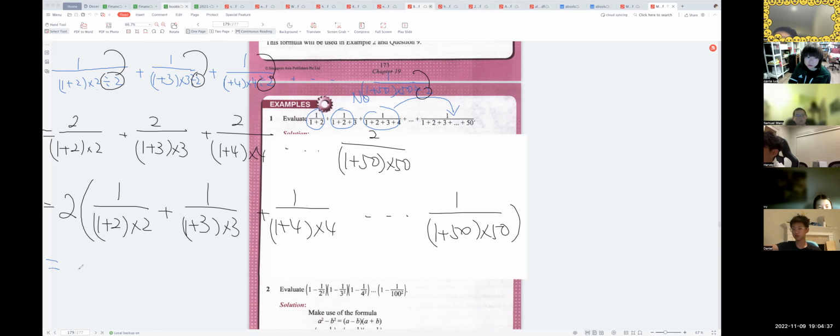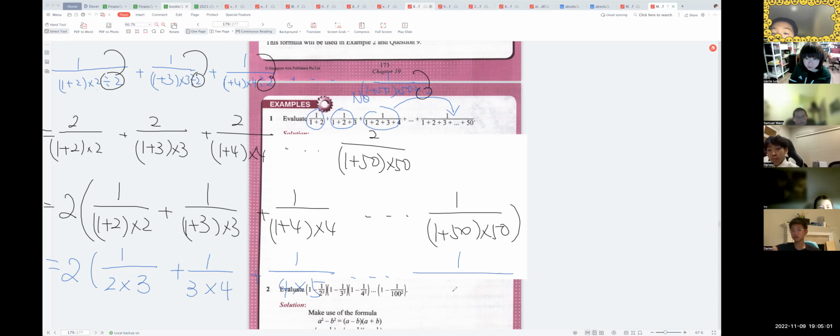So now I'm going to do the magic part. Isaac, you're stuck here, and I think the moment I kick your butt, you are no more stuck, because if I change this one, it becomes 1 over 2 times 3 plus 1 over 3 times 4 plus 1 over 4 times 5, and all the way to 1 over 50 times 51.